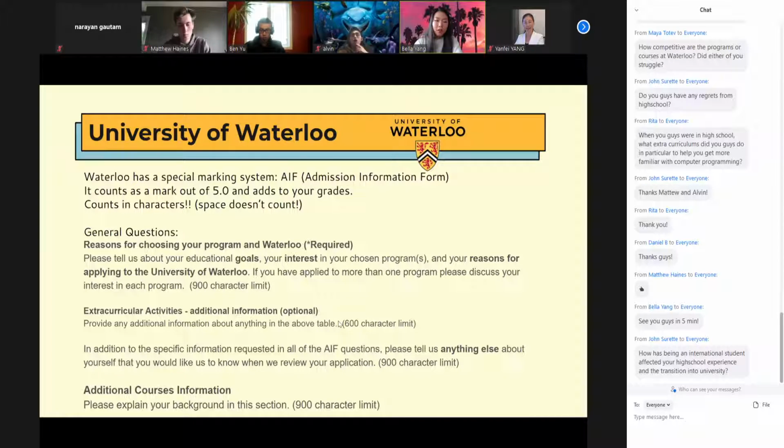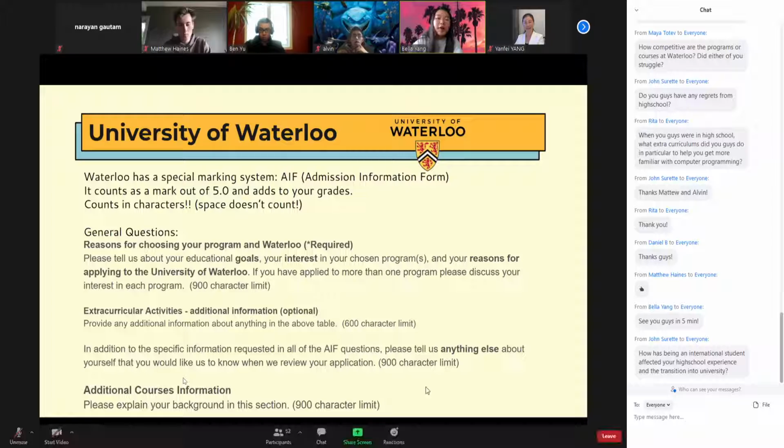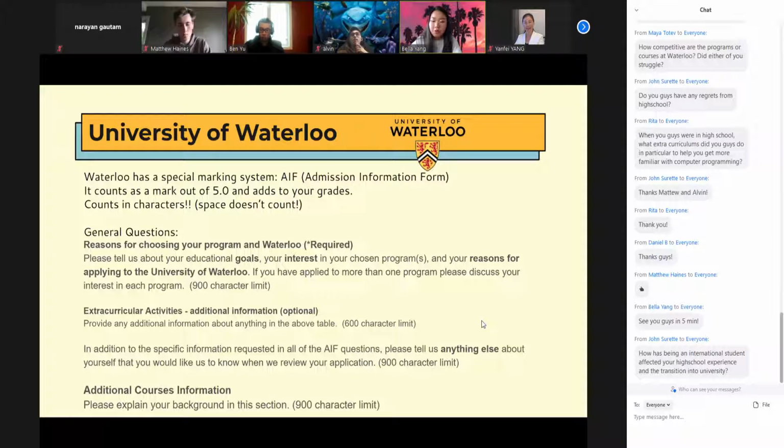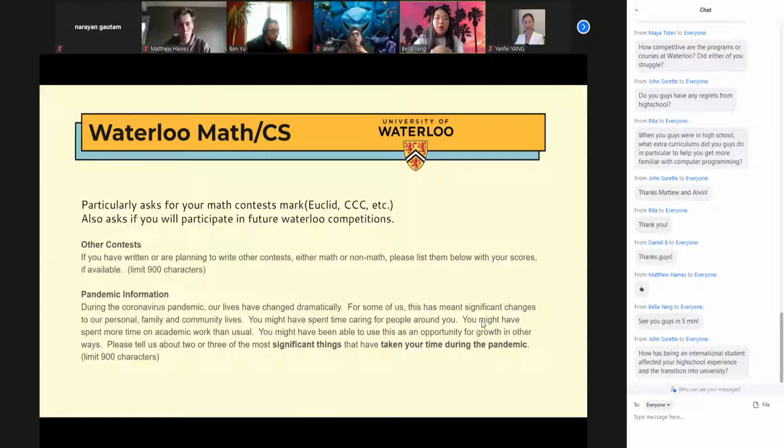And then additional course information. It asks you to provide the reasons why you chose the courses that you chose in high school. Okay, so for the Faculty of Mathematics, this applies to both the math program and CS programs.